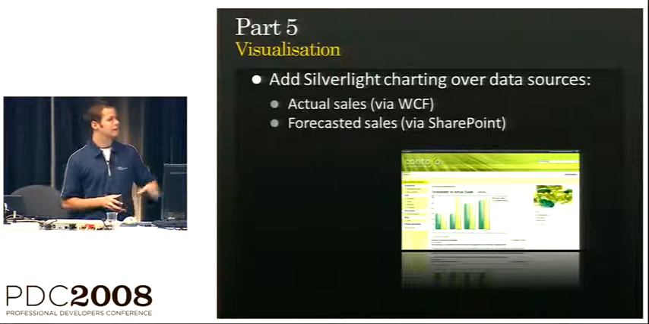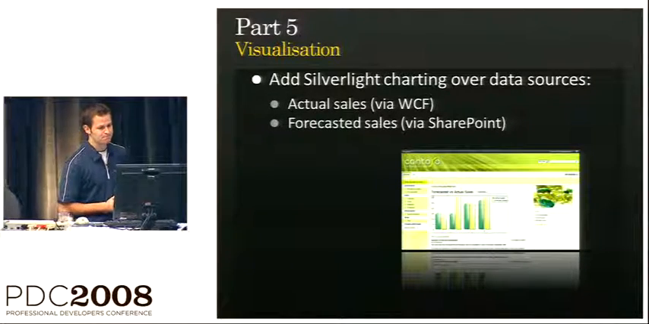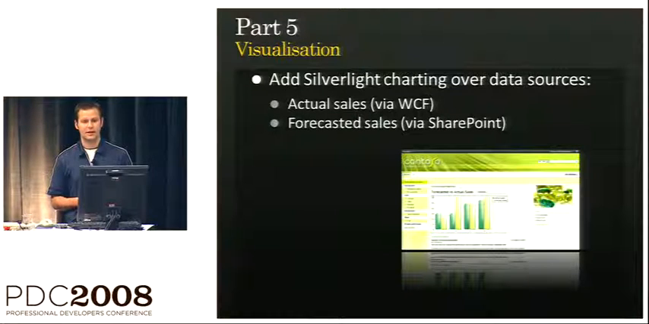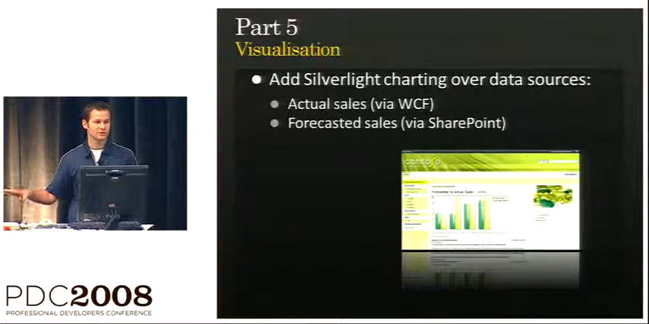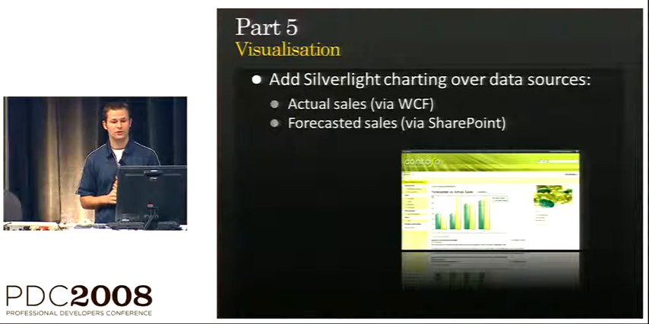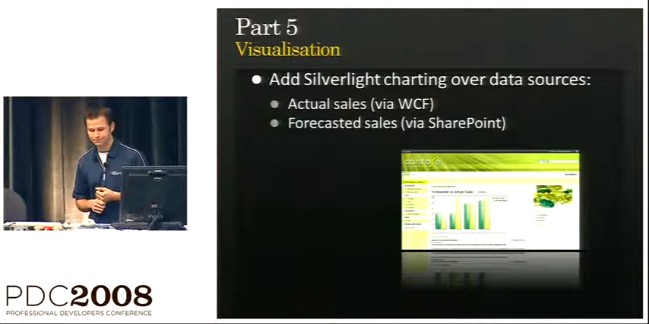So for example, you can see a screenshot up here of what our end result is going to look like. Now, we're going to grab our sales data again through that WCF web service. We're going to grab our forecasted sales data from our SharePoint list, and then we're going to aggregate that and use the charting control to show it in a Silverlight control on our site.